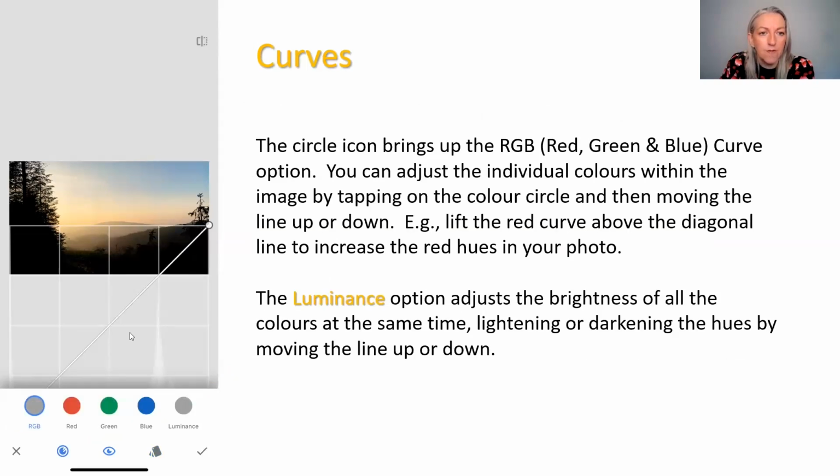And then if you really want to fine tune it, you can go in and adjust. Every image, white light, is made up of red, green, and blue light, and they all come together. So you can go in and fine tune any of those individually within the curve tool, if you wanted to adjust the reds in your image, the greens or the blues. And then the luminance option adjusts the brightness of all the colors at the same time. So you can lighten or darken hues of the colors by moving the line left or right, up and down.